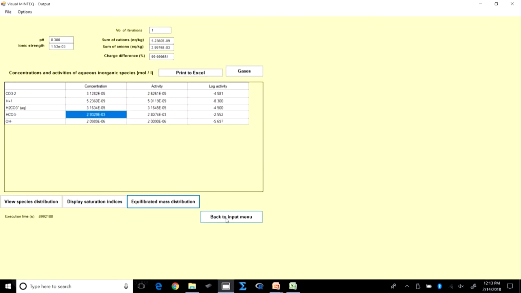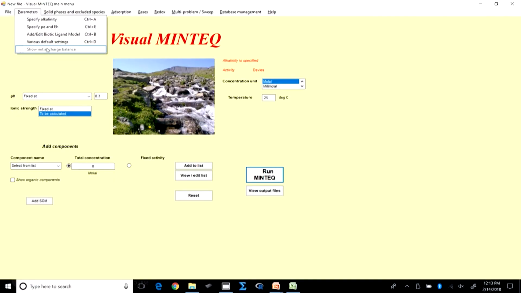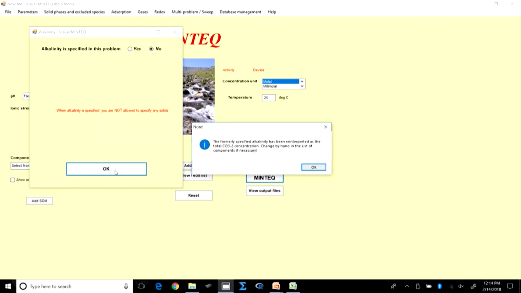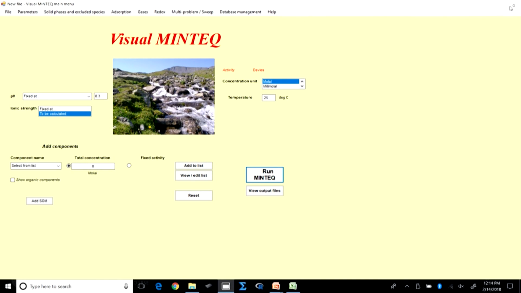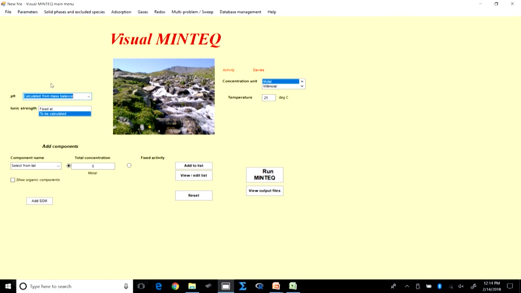So back to main output menu, back to input menu, and now what do I need to do? I have H total and CO3 total, and now what else do I need to do? I need to plug in the values for Fe total and Cl total, and also mention that ferrihydrite is a possible solid, right. So let us do that. Before I do so, I need to say that alkalinity is not going to be listed because I am already considering CO3 total as a particular species. Just to be on the safer side, I am going to restart vMinTech, okay, and pH should now be calculated from mass balance, right.